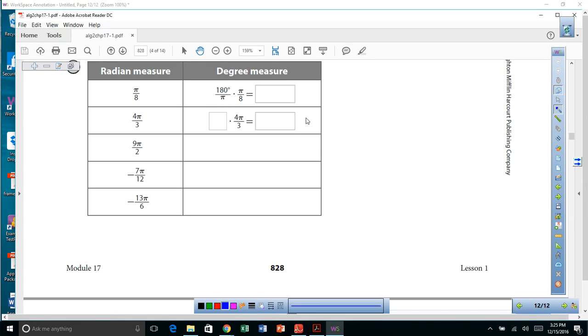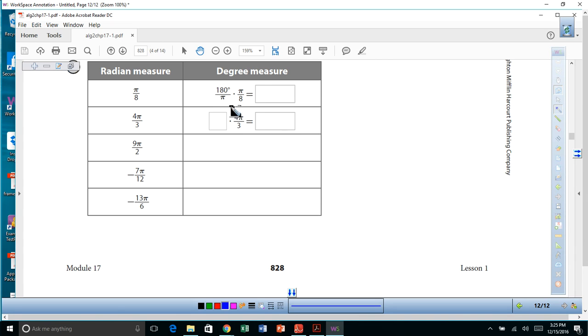together. All right, glad you're back. 180 degrees over pi times pi over 8. If you'll notice, these cancel out, and those cancel out, and 180, that's going to give you 225 degrees. Okay, all right.